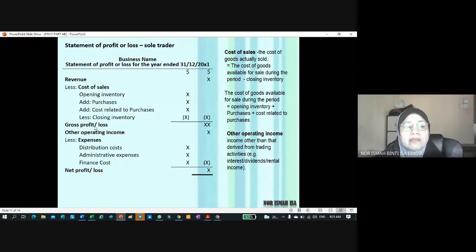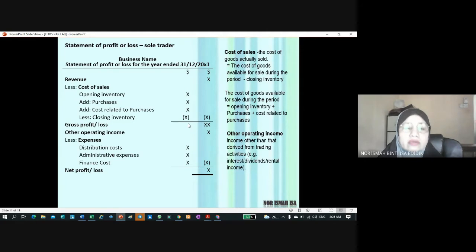And then another part, dia tambah dulu operating income yang lain, ada operating income, and then dia minus the expenses, then the company will get a net profit. This is the format. Kamu kena faham what the statement of profit or loss is going to show. So bila kita tahu dia punya intention of the profit or loss, then tak susah untuk kamu to remember the format dia.